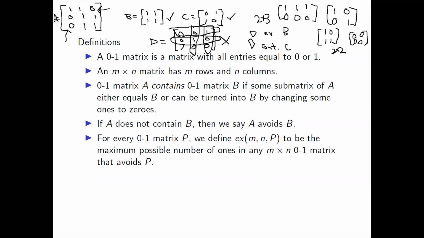So now that we've seen some examples of containment and avoidance, here is the 0, 1 matrix extremal function. Given any 0, 1 matrix P, we define the extremal function Ex of m comma n comma P. This extremal function has 3 inputs, m, n, and P. It's defined to be the maximum possible number of ones in any m by n 0, 1 matrix that avoids P. So this 0, 1 matrix that avoids P has m rows and n columns.